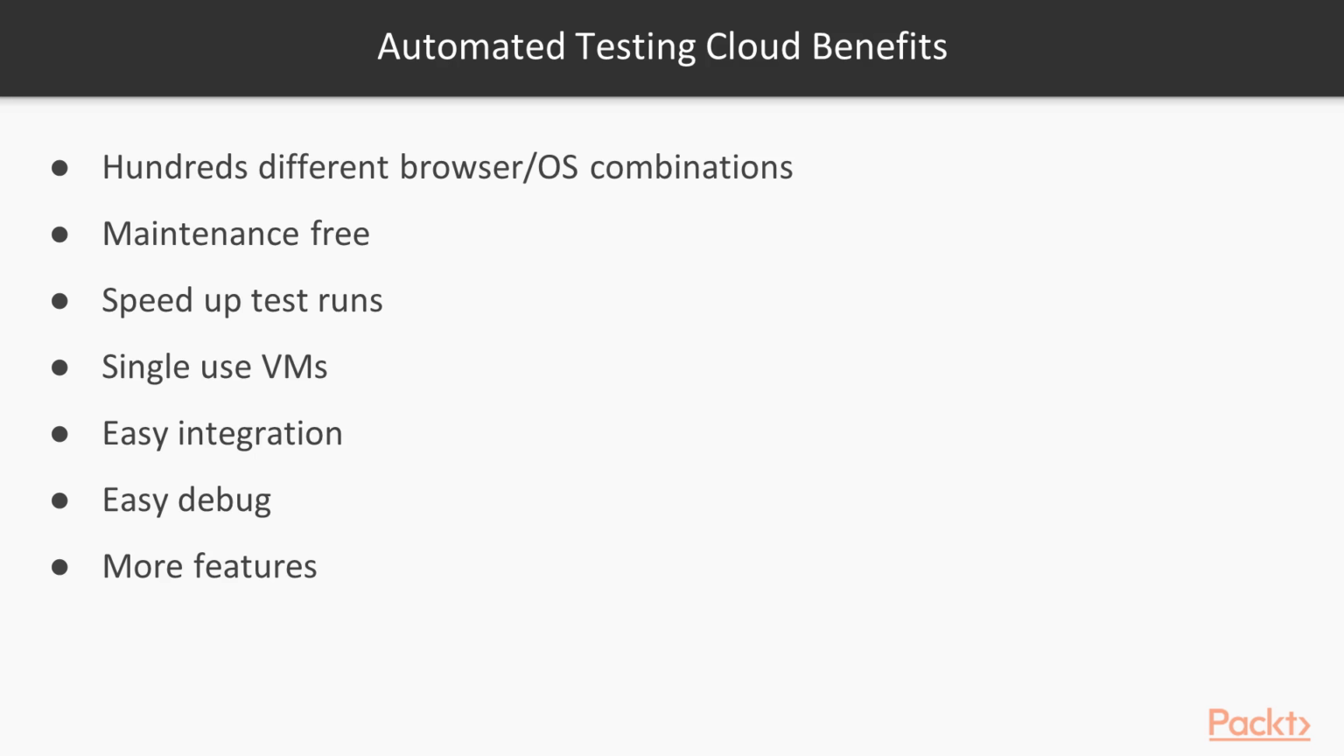The benefits of Automated Testing Cloud, especially when we compare it to a local grid, are hundreds of different browsers, platforms, operating system and device combinations; no need to maintain the grid; speeding up tests by running many parallel tests; a new VM for every test, which increases security and reduces test flake; use of the language and framework of your choice to quickly integrate and run tests in the cloud; easy test failure debugging with text logs, screenshots and even video recordings of each test; and even more features available.